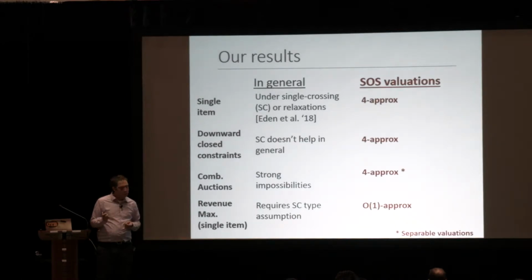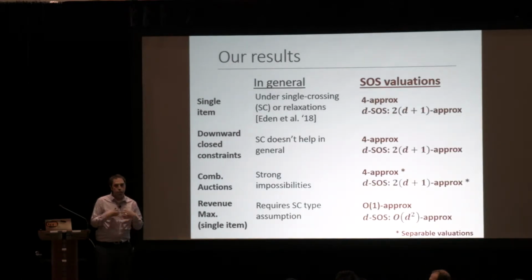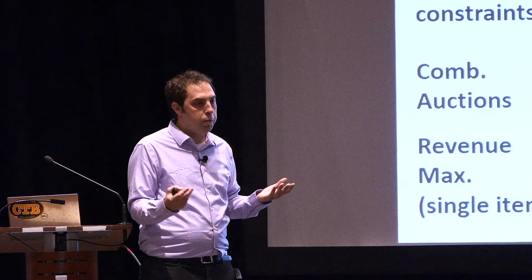And we can also have the results with a relaxed notion. We lose a factor of roughly d for welfare and d squared for revenue. Okay. So to give you a taste of the techniques, let's focus on the simplest case of one item. And let me give you the entire mechanism.